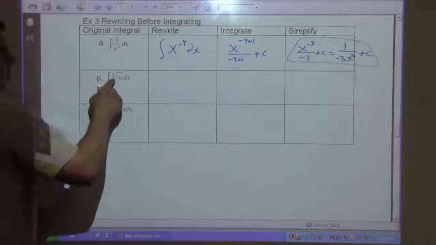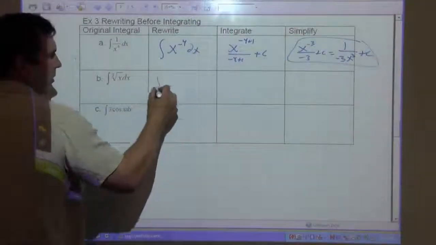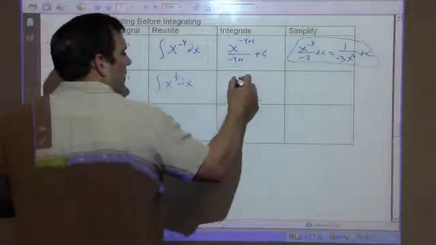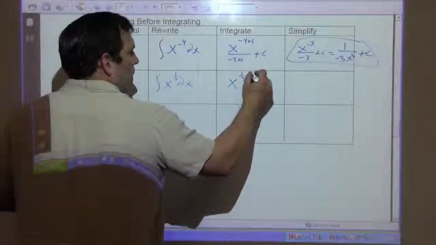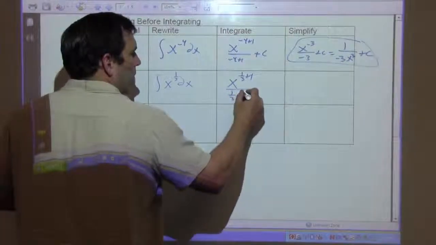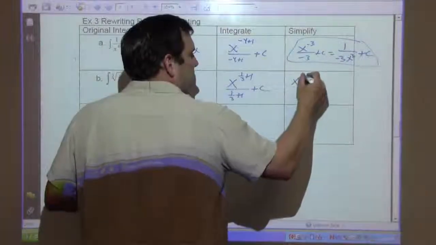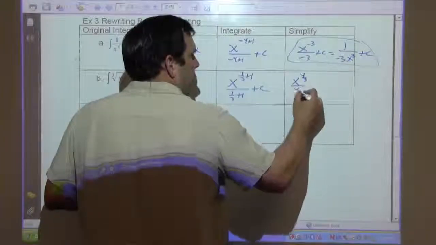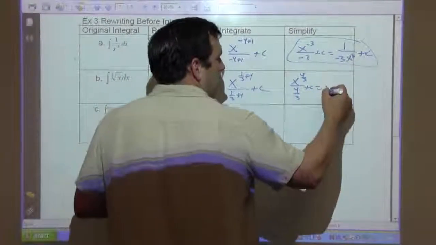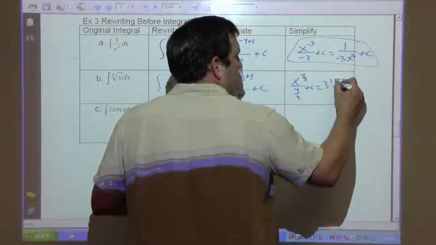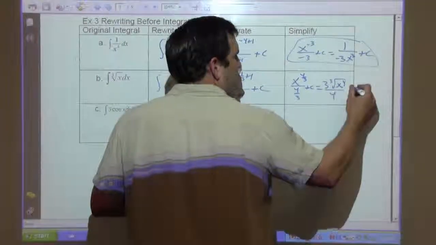Here we have the integral of the cube root of x dx. I'd write that as the integral of x to the 1/3 dx. That would be x to the 1/3 plus 1 over 1/3 plus 1 plus some constant c. That would be x to the 4/3 over 4/3 plus c, which I'd probably rewrite as 3 times the cube root of x to the 4th over 4 plus c.